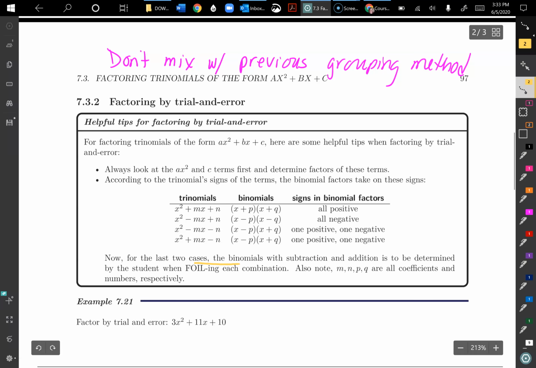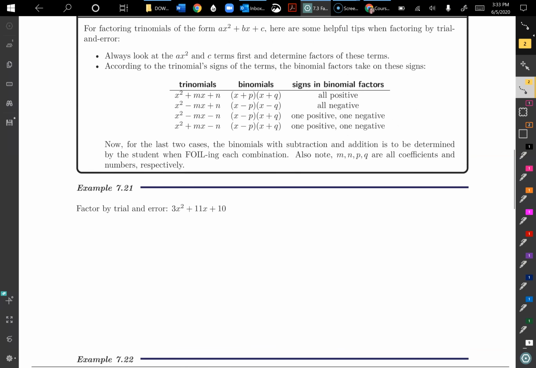Now, for the last two cases, the binomials with subtraction and addition are to be determined by the student when foiling each combination. Also note that M and P and Q are all coefficients and are numbers, respectively. They're not variables. So when we're talking about this middle term, that M represents a number, the coefficient to X. All right, and the P and the Q are numbers as well. So if you do have an X and a Y as your variables in there, you have to account for that separately, just like we did in the other problem. So I'll leave that there for you.